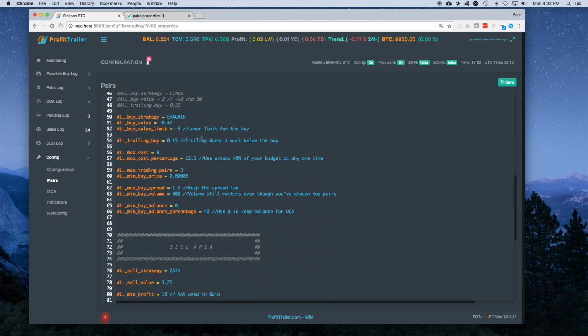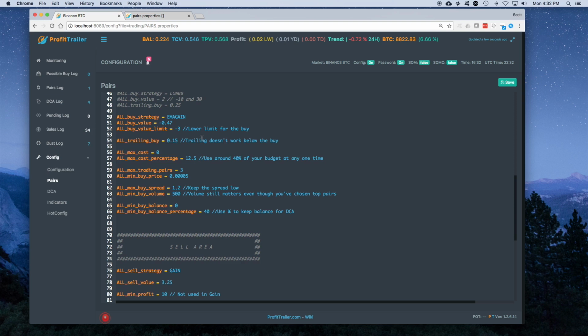The final value here is the all buy value limit of -3, and that's 3% below the EMA gain line. What that is, is a lower limit for the buy. So you want the bot to buy if you're using EMA gain. You don't want it to buy if it's just absolutely crashing below that value.